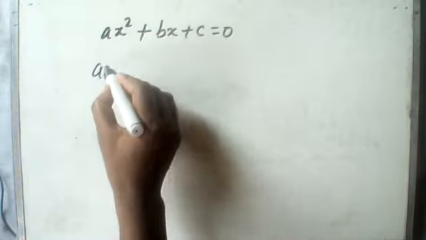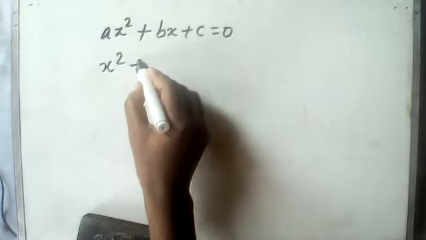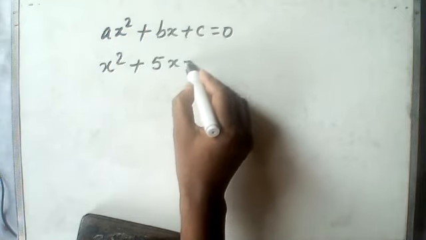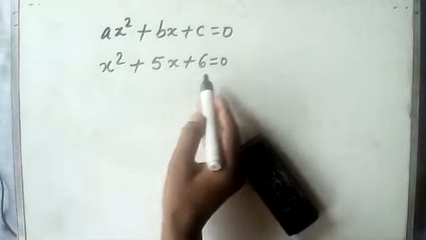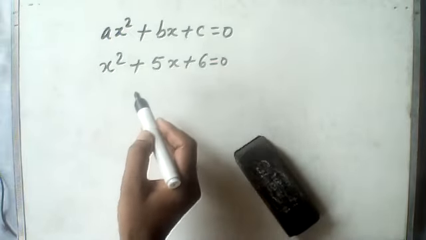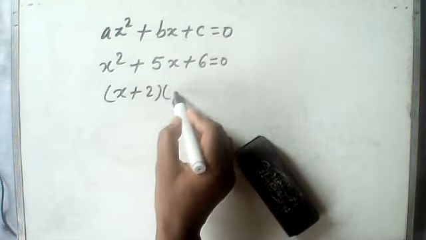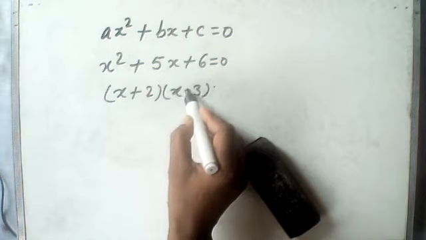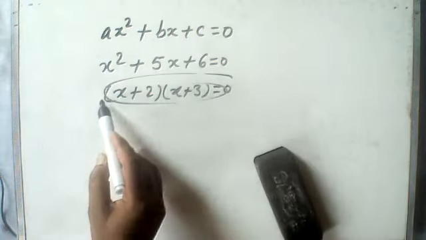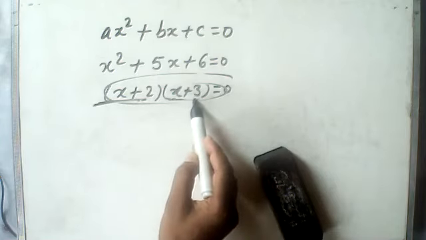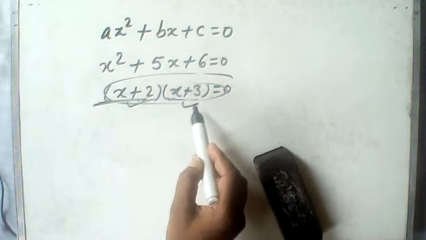Suppose a quadratic equation is x square plus 5x plus 6 is equal to 0. We can factorize this as the product of two linear factors, x plus 2 and x plus 3 is equal to 0. So we'll have two linear factors, x plus 2 and x plus 3, equal to 0.